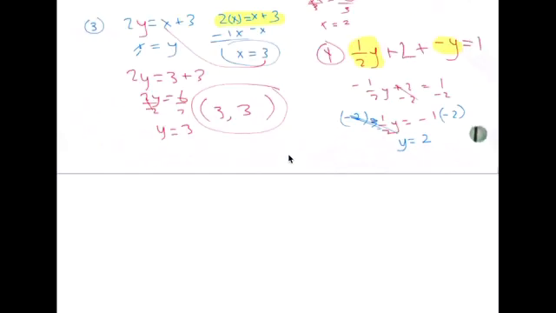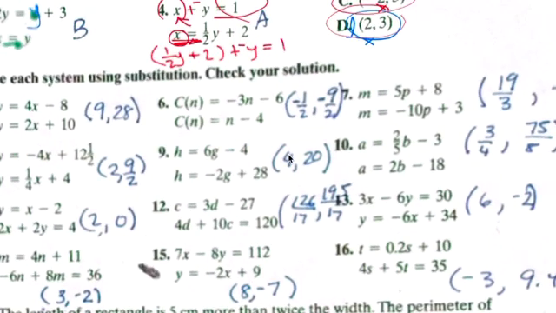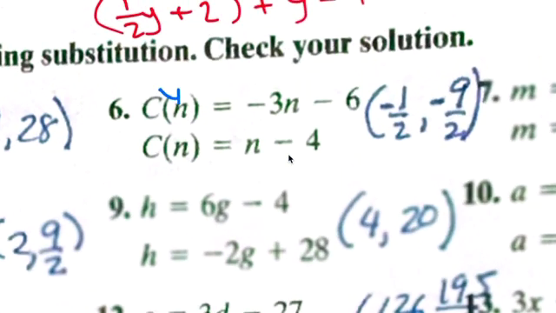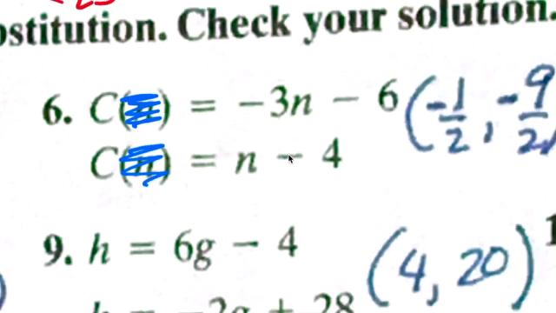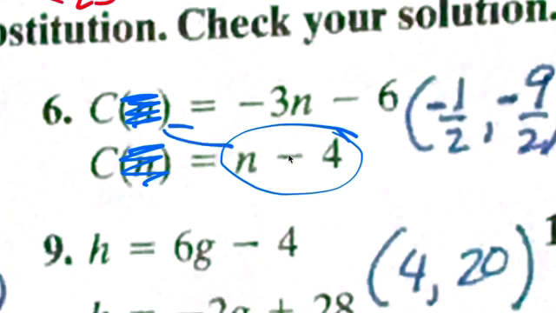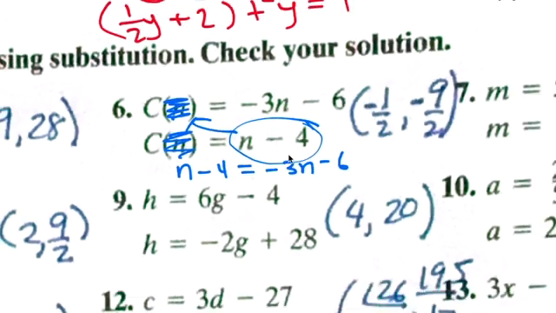Number 6. Okay, number 6, I should explain this. This is the same thing as y equals, or c equals. This is a function of n. Just ignore this part. And what you do is put this here into here and then solve it. So you got n minus 4 equals negative 3n minus 6. We solve that problem, okay?